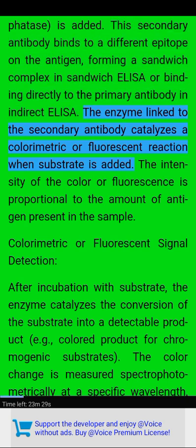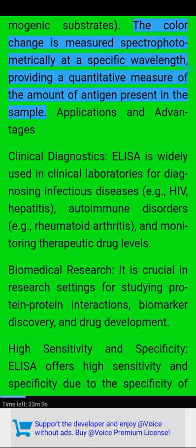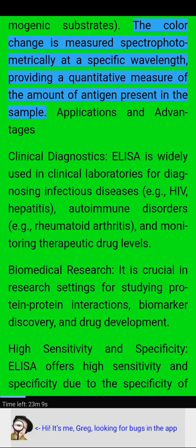The enzyme linked to the secondary antibody catalyzes a colorimetric or fluorescent reaction when substrate is added. The intensity of the color or fluorescence is proportional to the amount of antigen present in the sample. Colorimetric or fluorescent signal detection. After incubation with substrate, the enzyme catalyzes the conversion of the substrate into a detectable product, e.g., colored product for chromogenic substrates. The color change is measured spectrophotometrically at a specific wavelength, providing a quantitative measure of the amount of antigen present in the sample.